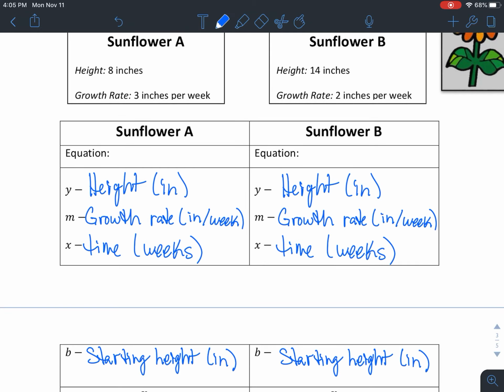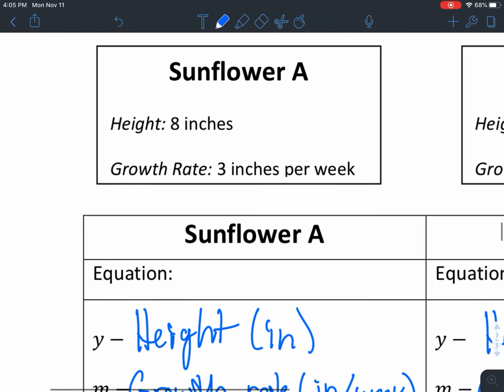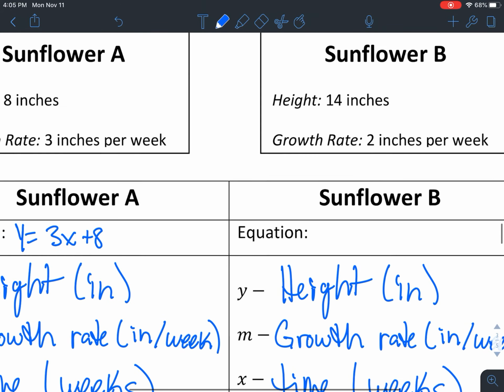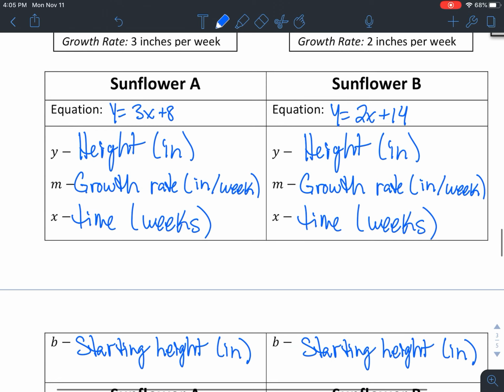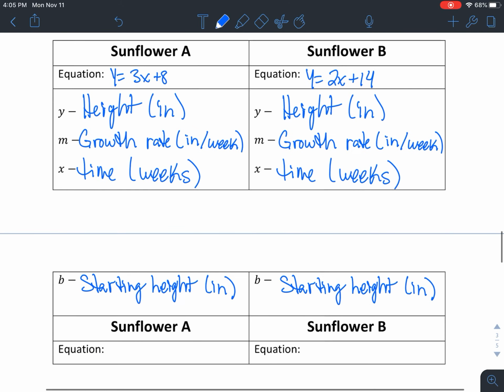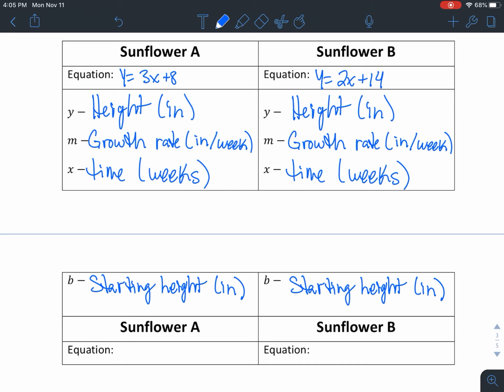So in my actual equation for sunflower A, since it starts off 8 inches tall but grows 3 inches per week, y equals 3x plus 8. And for sunflower B, y equals 2x plus 14. Those are my two equations. If we go back to the second page, that's why I gave you the spot to rewrite it. y equals 3x plus 8. y equals 2x plus 14.